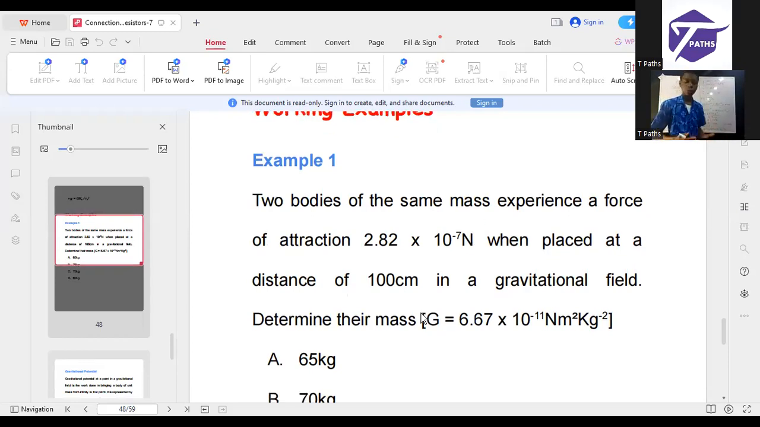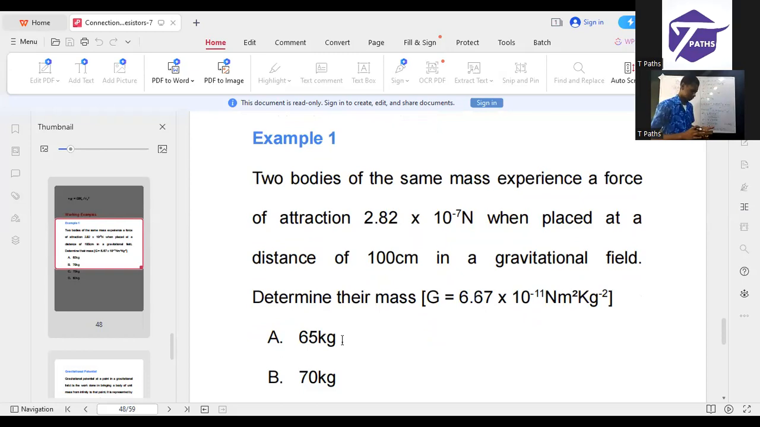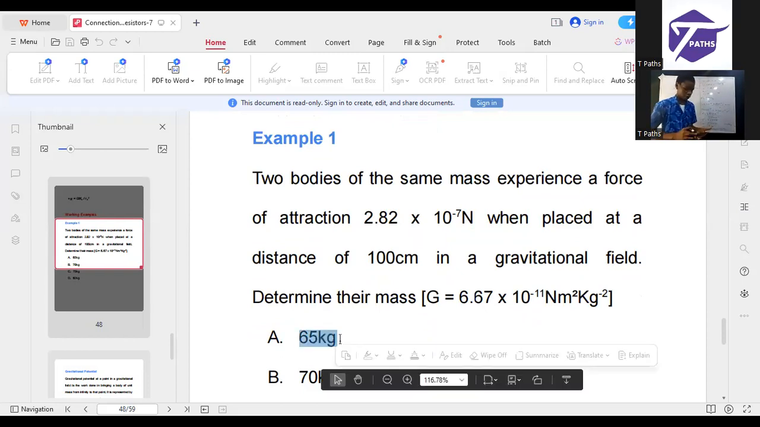So now we'll continue from where we stopped last week. Last week we stopped at Newton's law of universal gravitation. So we'll continue, move to gravitational potential.